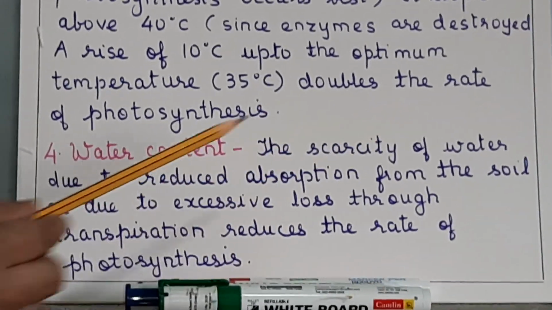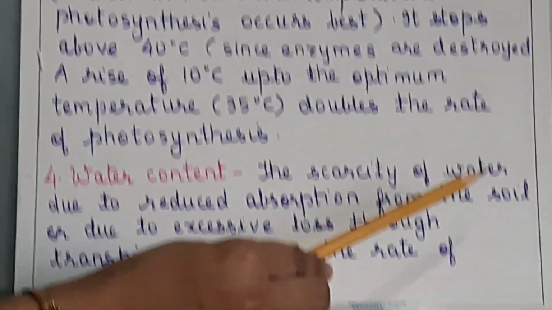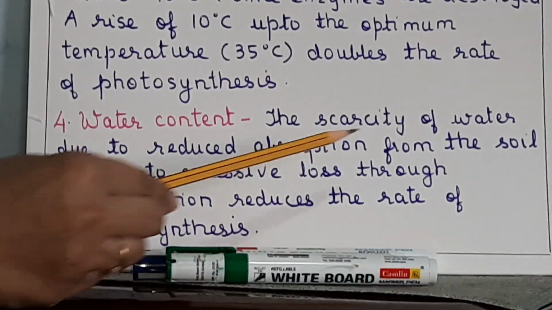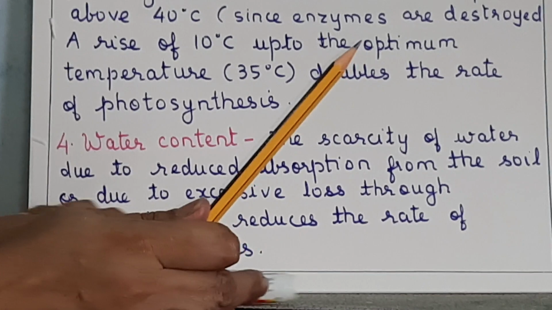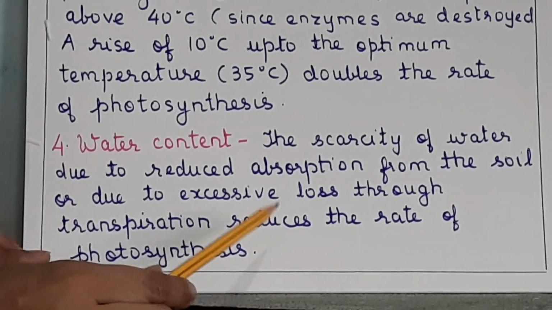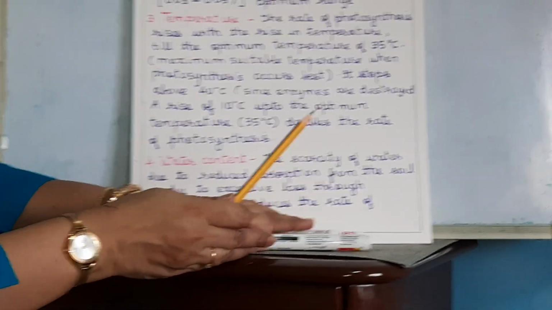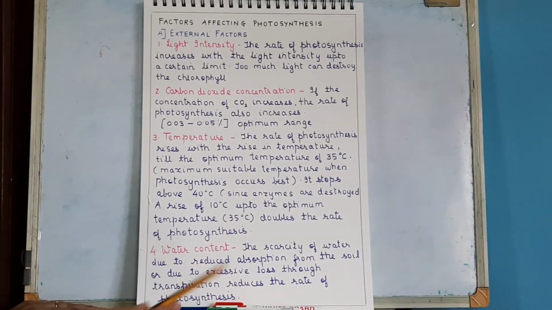And the next external factor is water content. Scarcity of water due to reduced absorption from the soil or due to excessive loss through transpiration will reduce the rate of photosynthesis. Clear? Now we'll have a look at the next aspect, that is the internal factors.